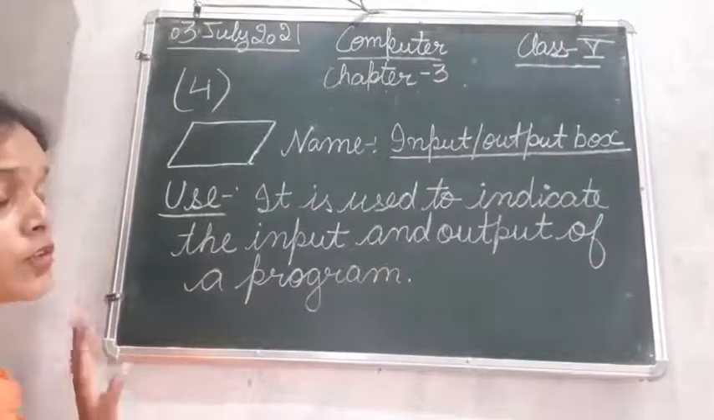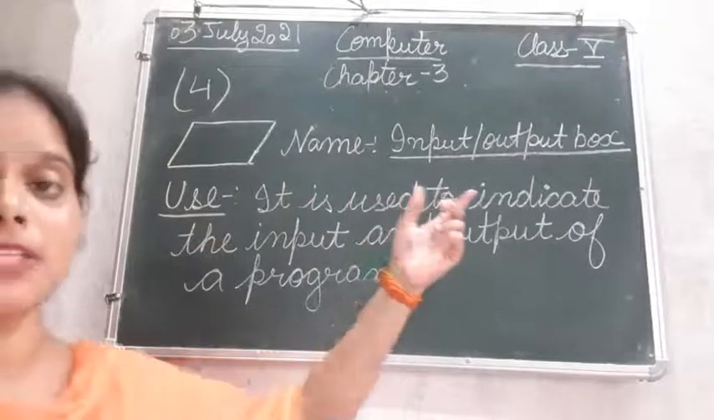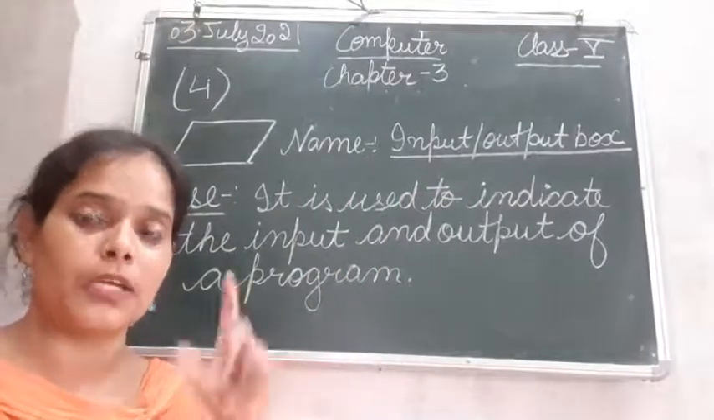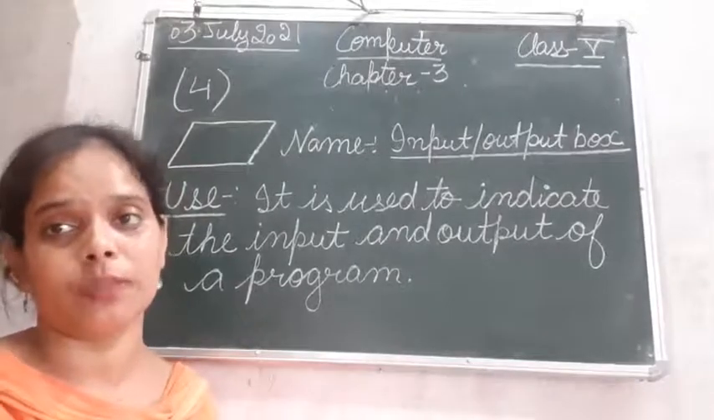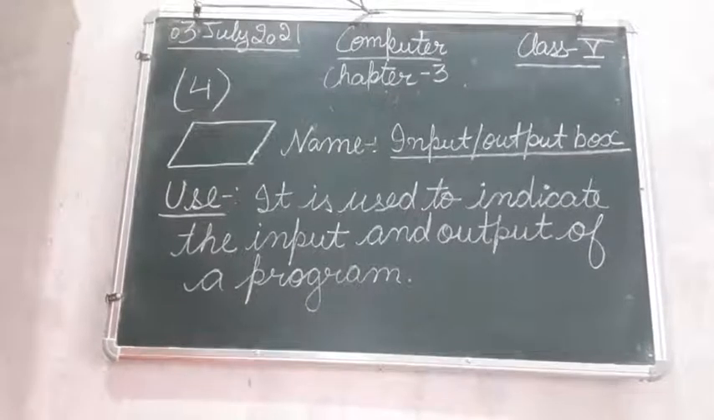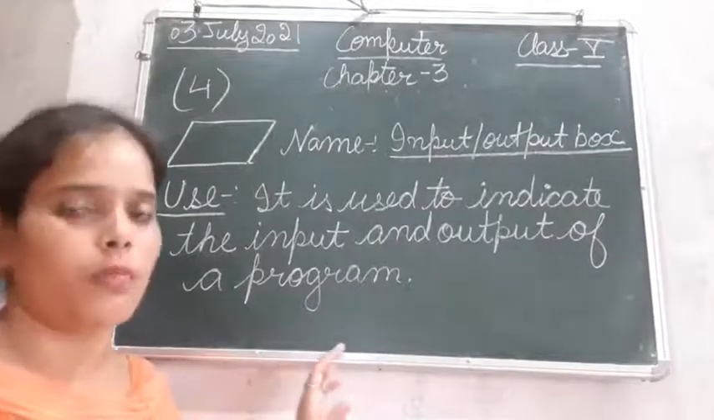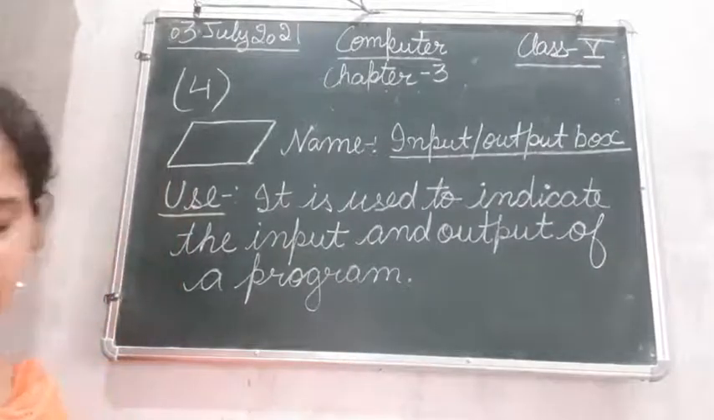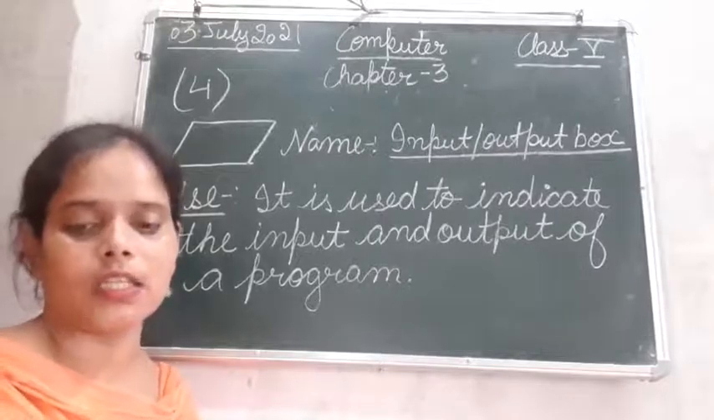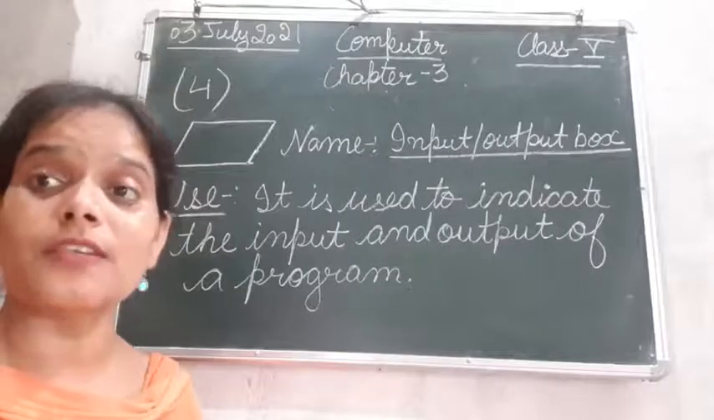This parallelogram symbol is used as the input and output box, and it is used for indicating what is the input of the program and what will be the output of the program. So this is used for this purpose. Clear? So this is the second symbol that we have done, the input and output box. Clear? Chaliye. The third symbol we can see in a book is in rectangular shape.